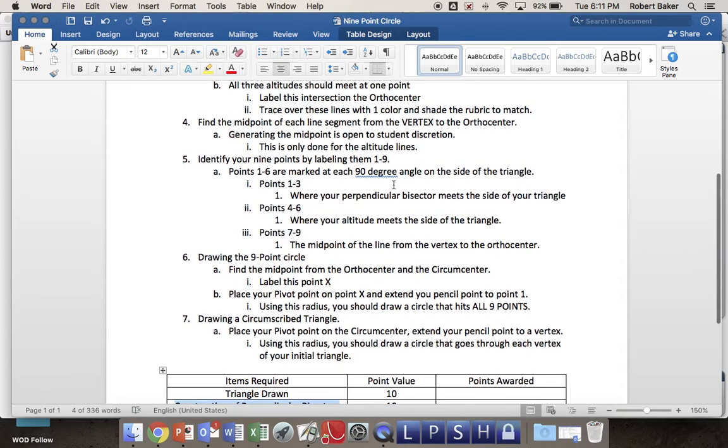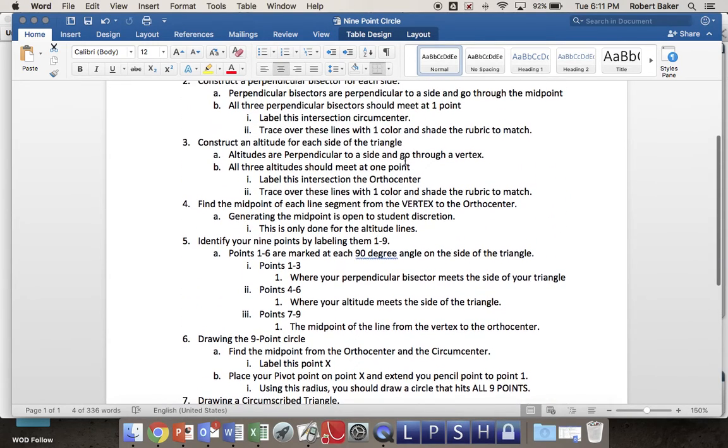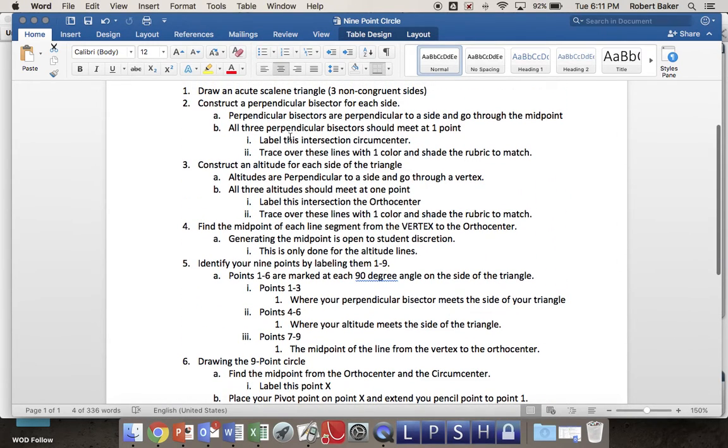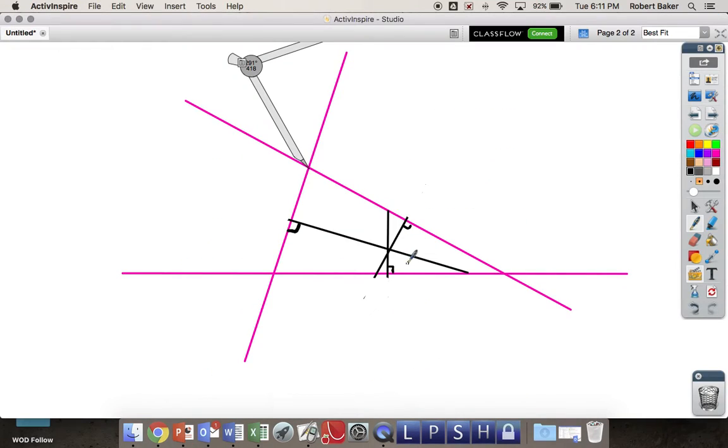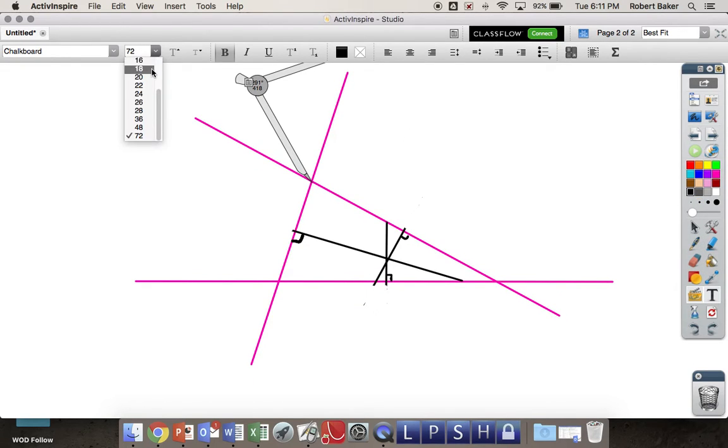So what I'm missing right now is labeling the point of concurrency, the circumcenter. So I'm going to go back to my project, and I'm going to abbreviate, if you don't mind, that this location is the circumcenter, the CC. That way I know where it is. Okay, so I'll go back and check and see what the next step is.